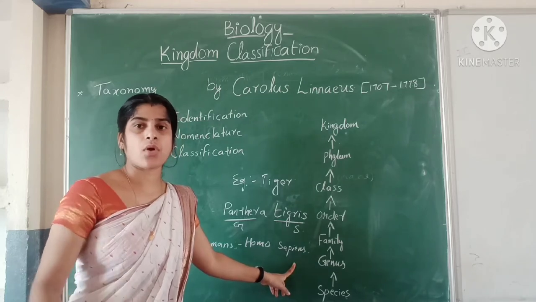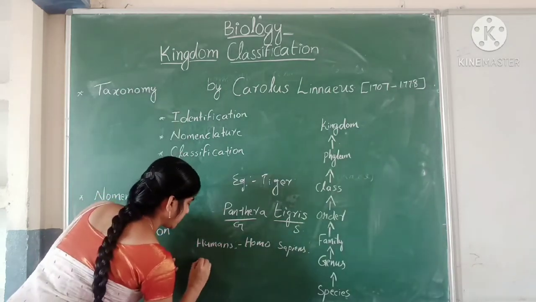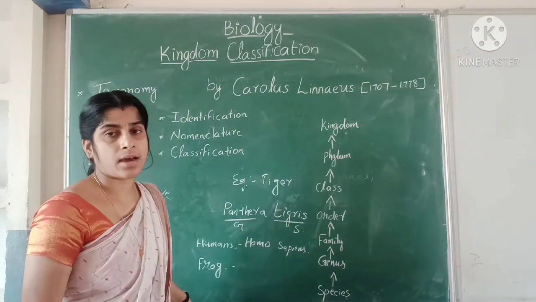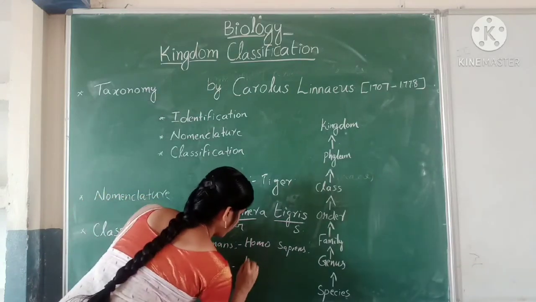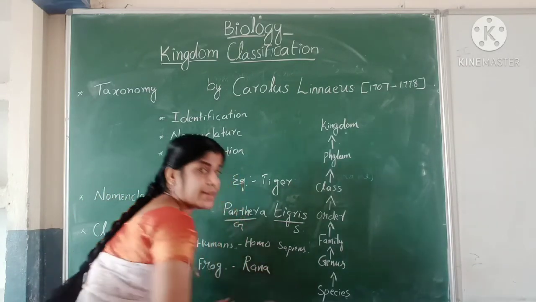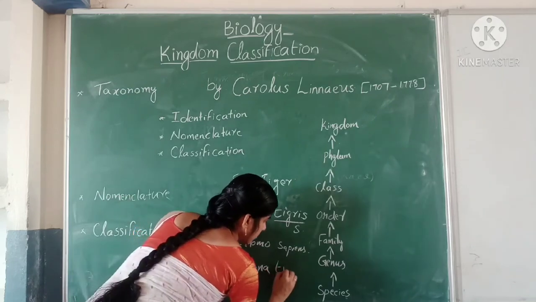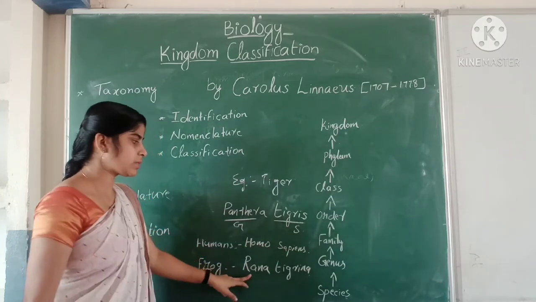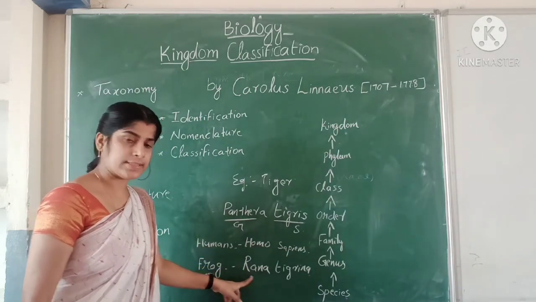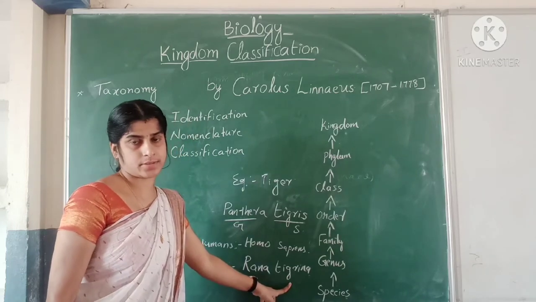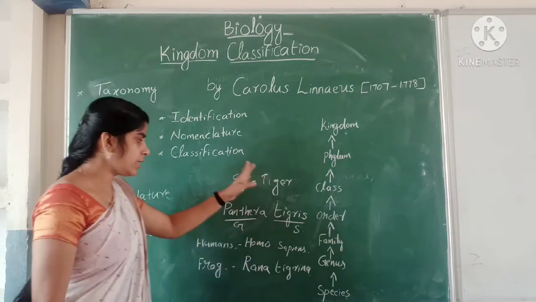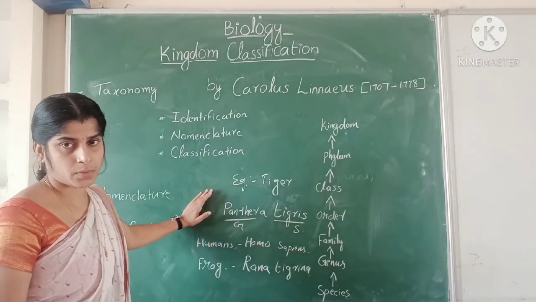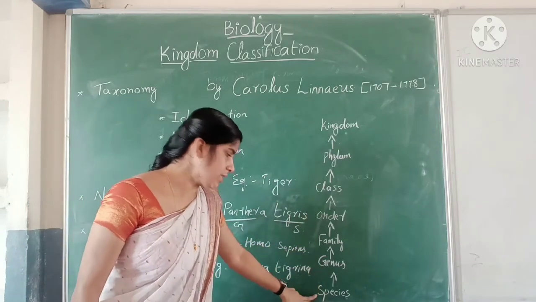Okay, and next is frog, the bullfrog, Indian frog. Rana tigrina. Rana is the genus and tigrina is the species name. Is it clear? Yes. This way we are giving the names of organisms. We will take the genus name and the species name.